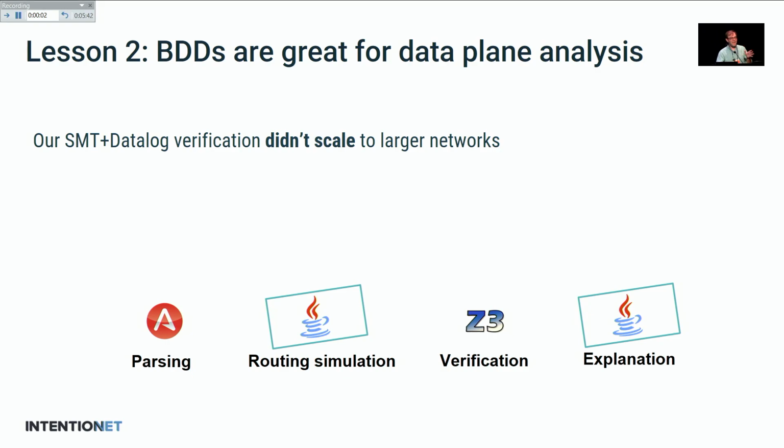So I really don't have enough time to do this justice. You have to look in the paper. But the TLDR is that the SMT and Datalog verification story we had didn't scale. The data plane got 1,500 times faster to compute, and now verification was really slowing us down.